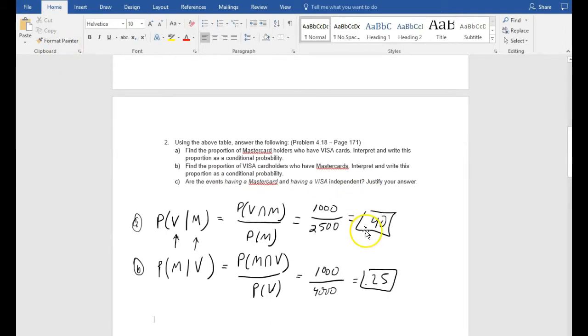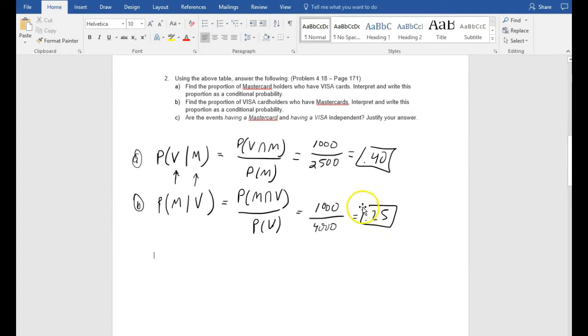So then lastly for this question, are the events having a MasterCard and having a Visa independent? Justify your answer. So independence, like I said, the easiest way to answer the independence question is when we multiply their marginal probabilities together, do they equal their joint probabilities? That was the formula of, I'll just go ahead and sub in M's and V's here. So we'll say probability of M times probability of V, and then question mark, does that equal probability of M and V?